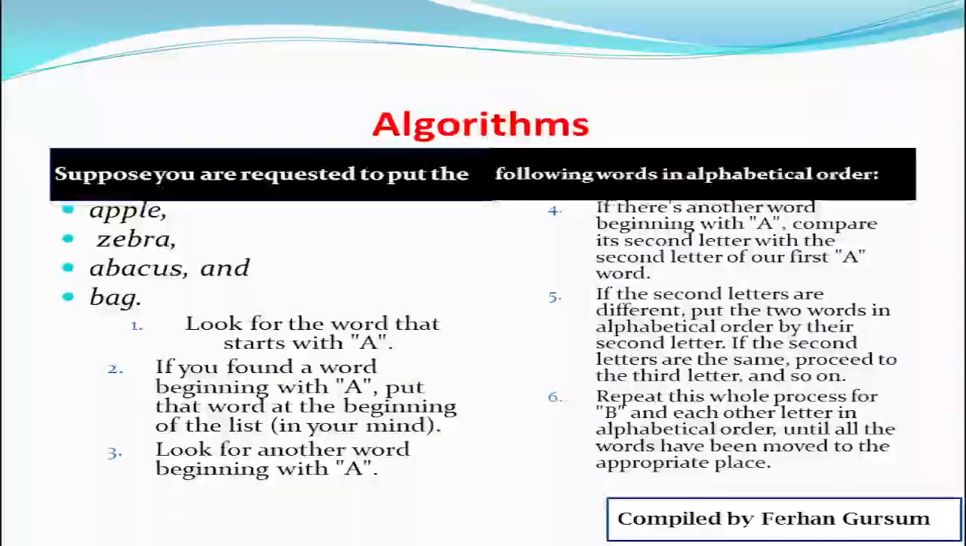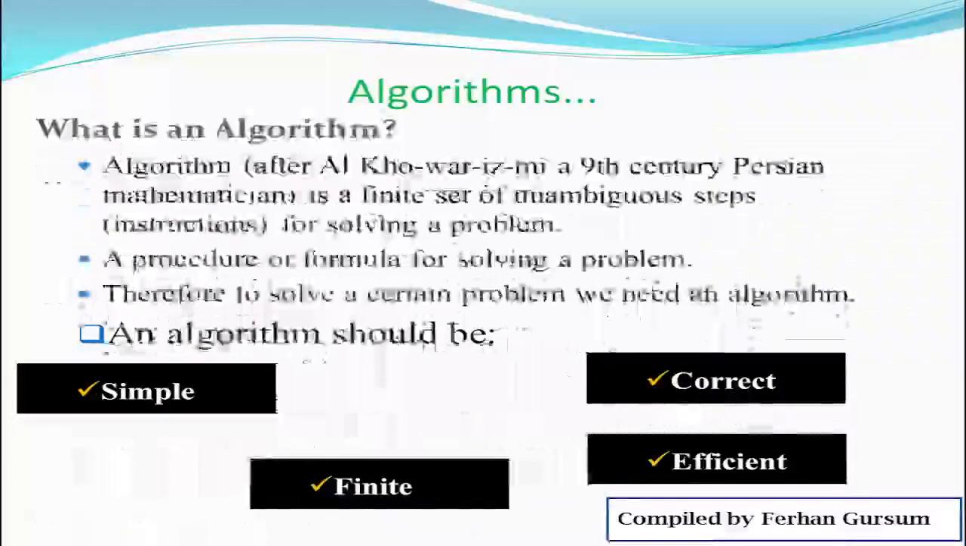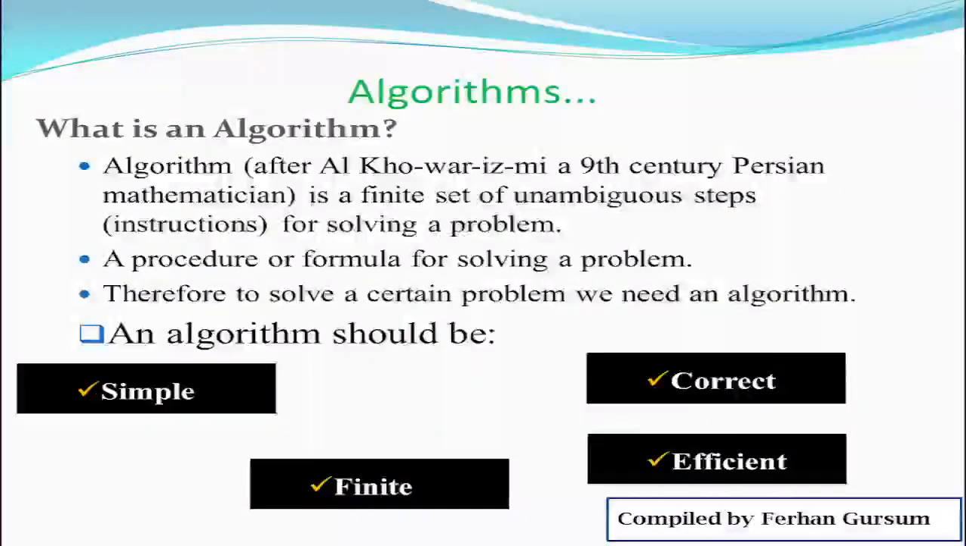Repeat this whole process for B, each other letter in alphabetical order, until all words have been moved to the appropriate place. So this is what we call what? Algorithm. So what is an algorithm? Algorithm is a finite set of unambiguous steps or instructions for solving a problem. When we say algorithm, it's what? A finite set of unambiguous steps or instructions for solving what? Problem. The term algorithm comes from Al-Khwarizmi, a 9th century Persian mathematician, okay, who lived in the 9th century.